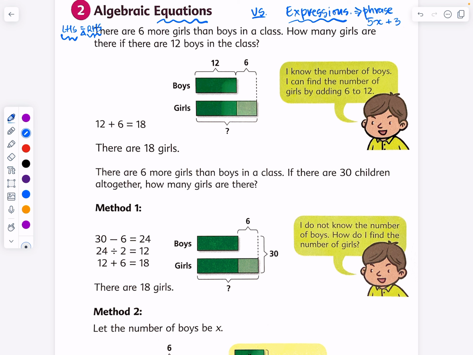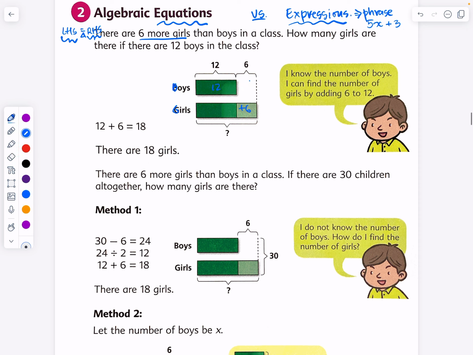Let's read the first example. There are six more girls than boys in a class. How many girls are there if there are 12 boys? So, step one, what is the problem talking about? Boys and girls. What does the problem tell us? There are 12 boys and six more girls than boys. It's a second grade word problem, right? So how many girls are there?